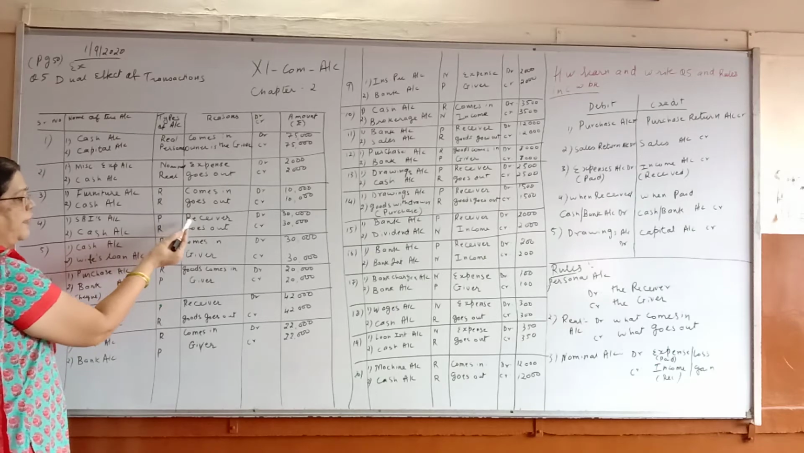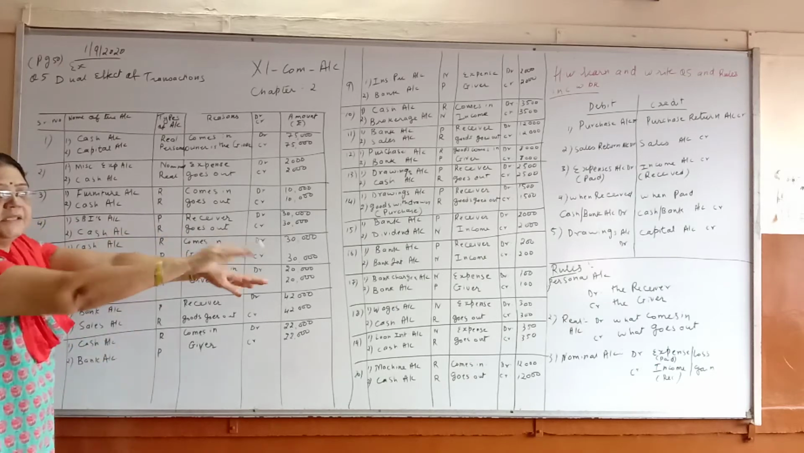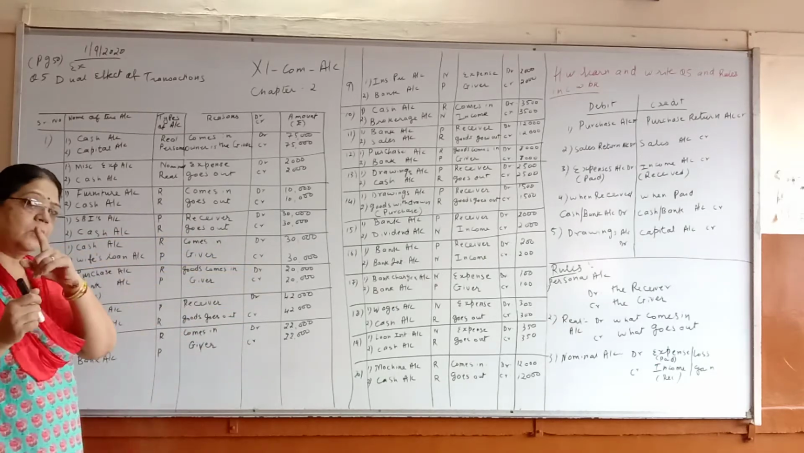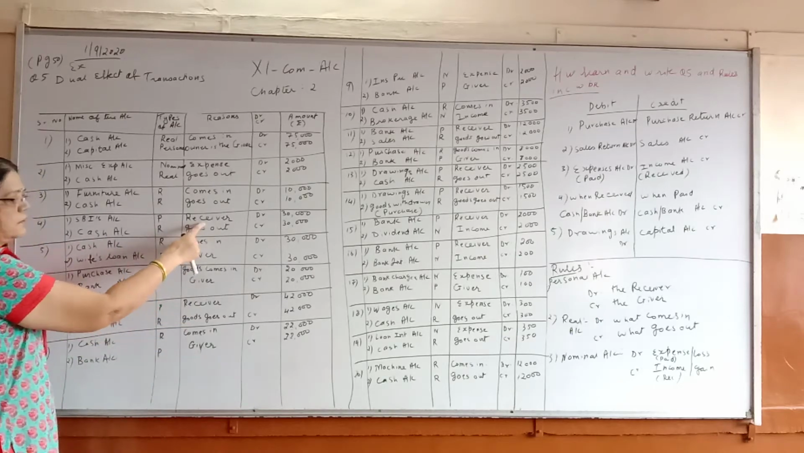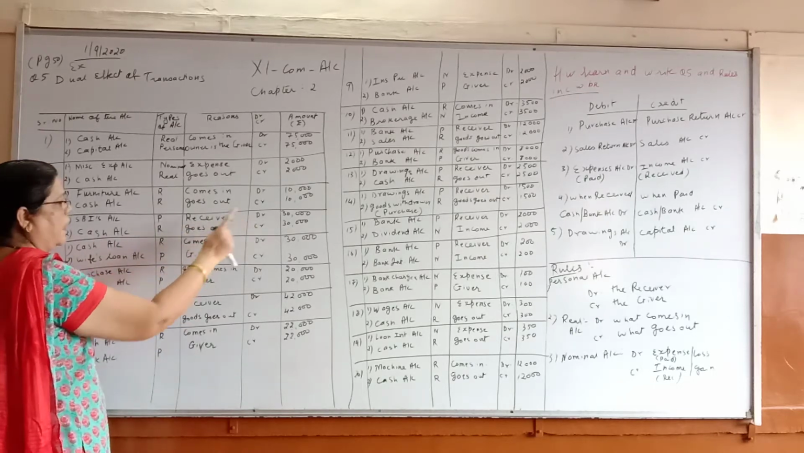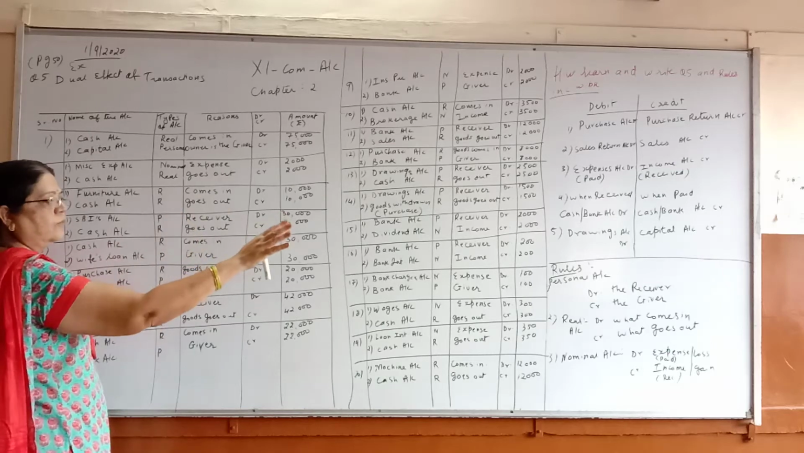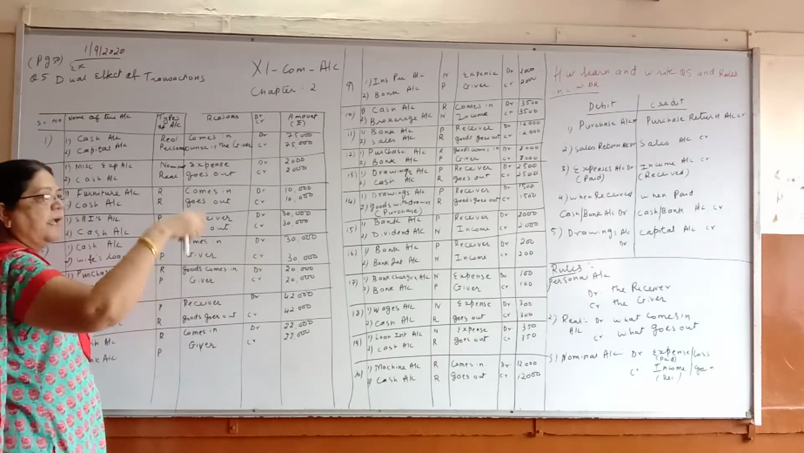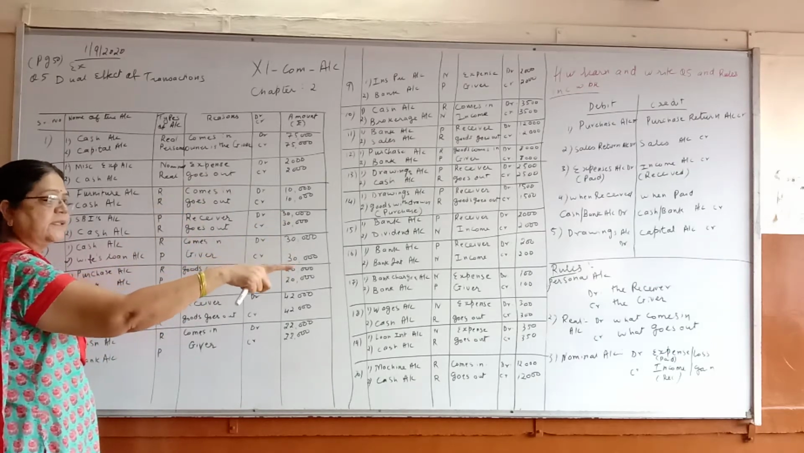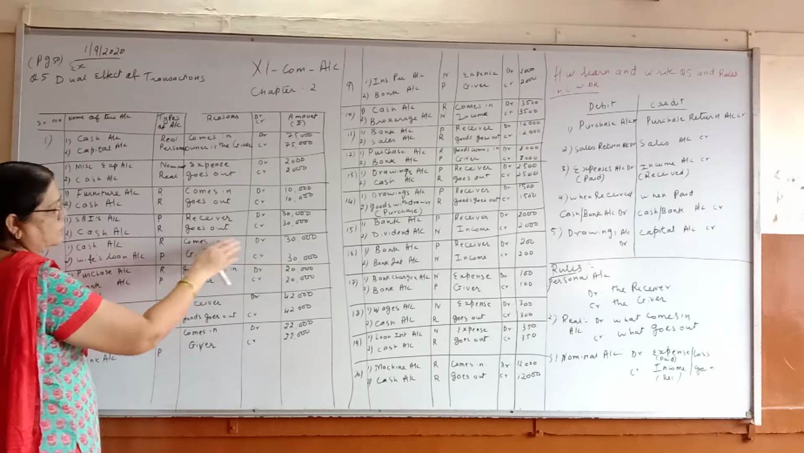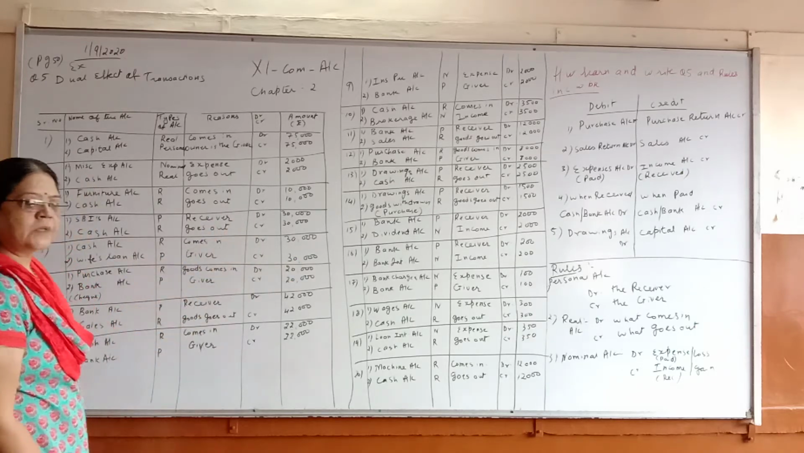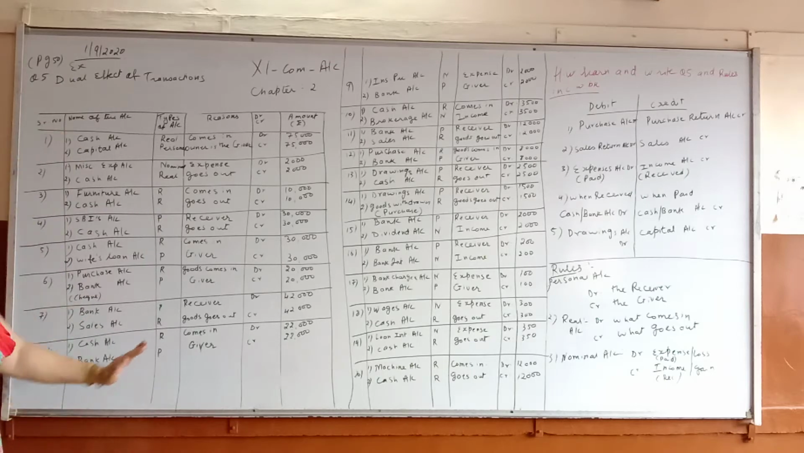So personal account means what is the rule? Bank is the receiver. So what will be the rule? Debit the receiver. Here you are debiting. And cash, it goes out from your business. You are taking cash and keeping it in the bank. So bank will be the receiver and cash goes out. So credit 30,000. All these entries are common. Every day you will get them. So you have to learn why it is debit, why it is credit. You have to think.